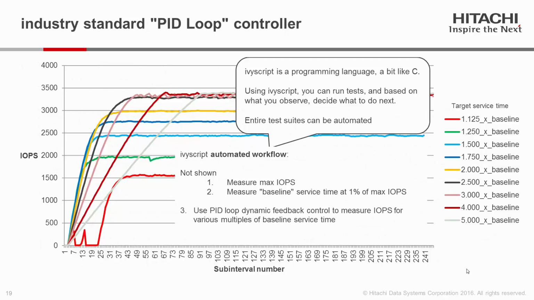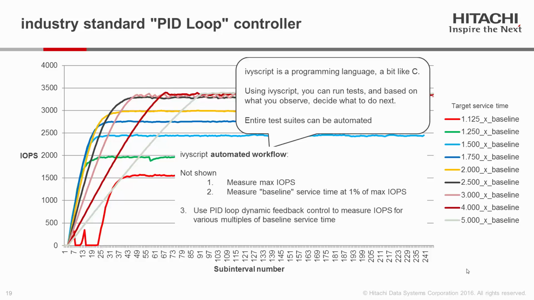On this chart, we're showing two different things, one of which is the idea of an automated workflow. Because IvyScript is a programming language a bit like C, you can run tests and then, based on what you observe, decide what to do next and build this all up into an entire test workflow. This is an example of a 3-step workflow.